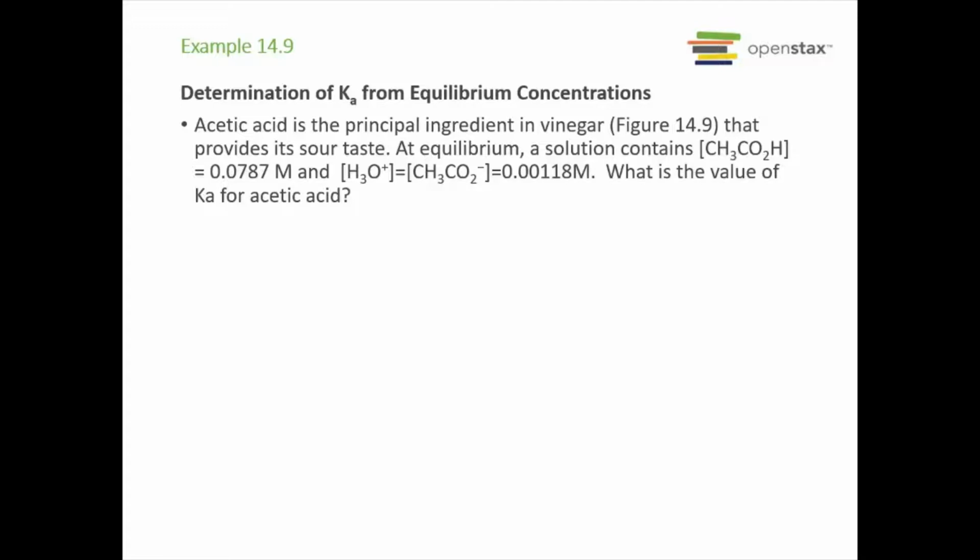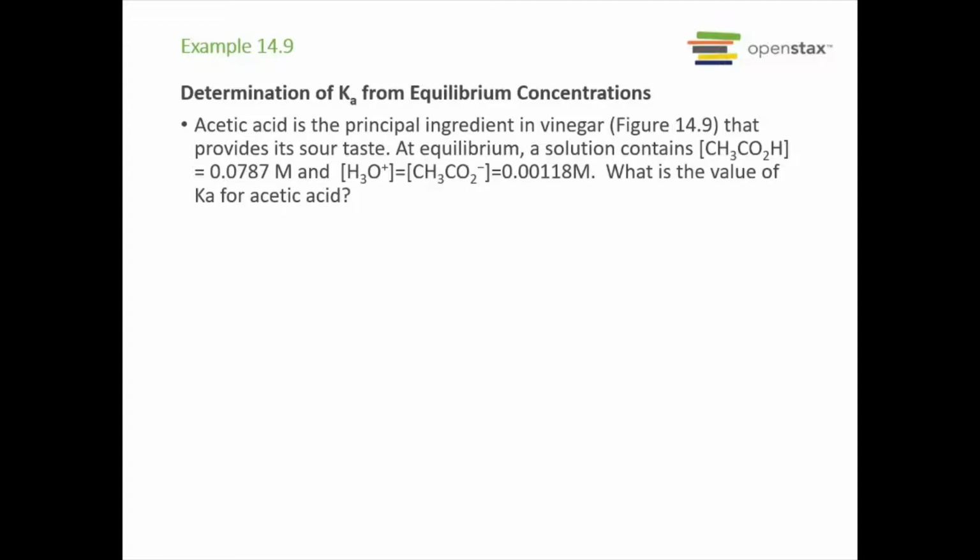So at equilibrium, a solution contains 0.0787 molar acetic acid, and the concentration of hydronium is equal to that of CH3CO2 minus, which is 0.00118 molar, and we want to know the value of Ka for acetic acid.